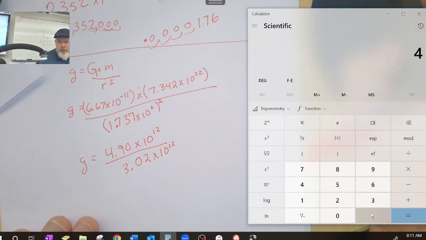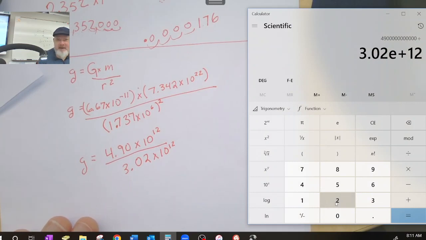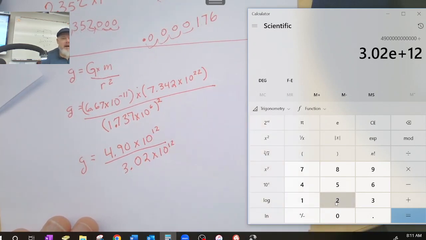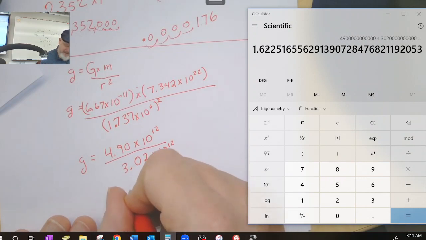So let's do this: 4.9 exponent 12th power, divided by 3.02 exponent 12th power. Now, if you've been paying attention to math, there is an easier way of doing this. If you have 10 to the 12th power and 10 to the 12th power, they cancel each other out. But I don't want to confuse anybody, so we're just going to go ahead and do it this way. If you can math better than this, you do you. And that comes to, excellent, I got the right answer.